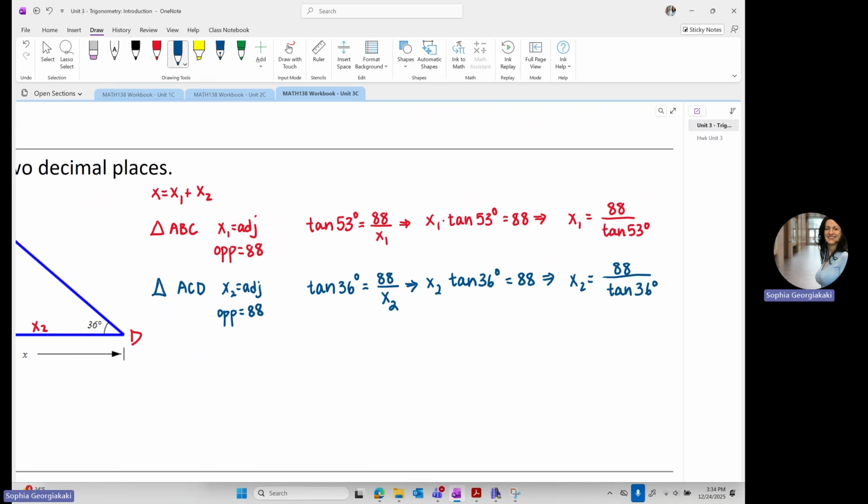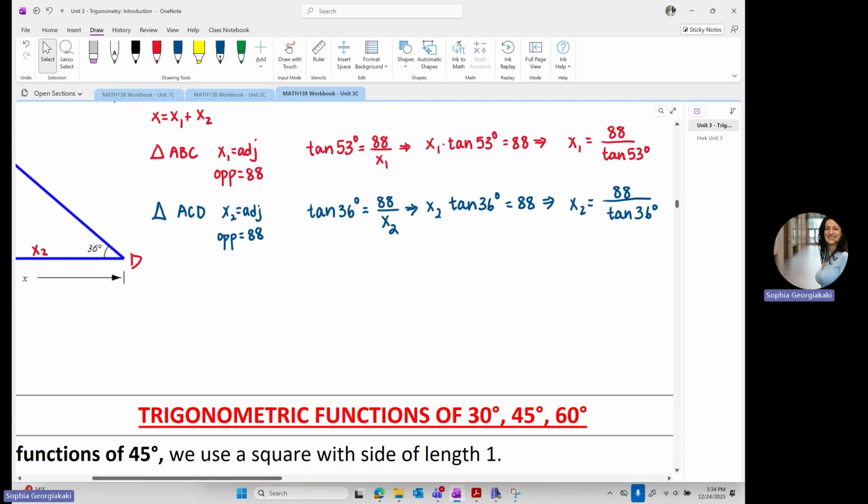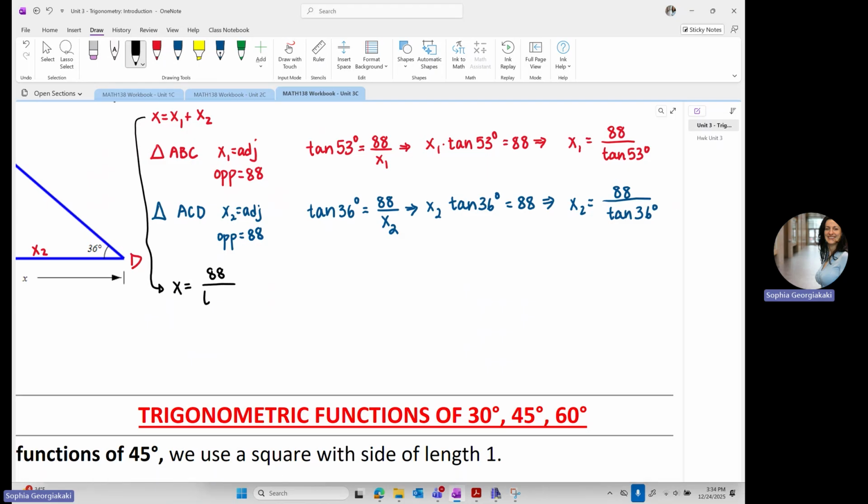Now, if the problem is asking me for the exact answer, I'm gonna take this equation and substitute the exact answers for x1 and x2. I'm gonna say that x is equal to 88 divided by the tangent of 53 plus 88 divided by the tangent of 36 degrees. And this is the exact answer.